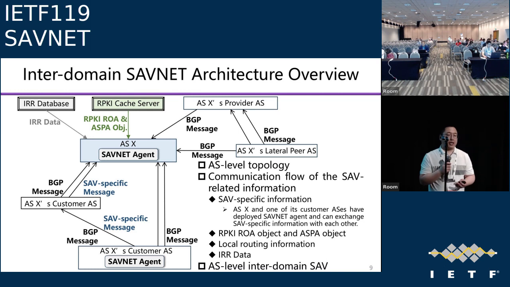ASX has deployed the Savnet agent, and it can obtain the cell-specific information from its customer AS, which also deploys the Savnet agent. And it can obtain the local routing information from the BGP update messages of its peer ASs. And it can also obtain the RPKI ROA and ASPA objects from the RPKI cache server and the RR data from the RR database.